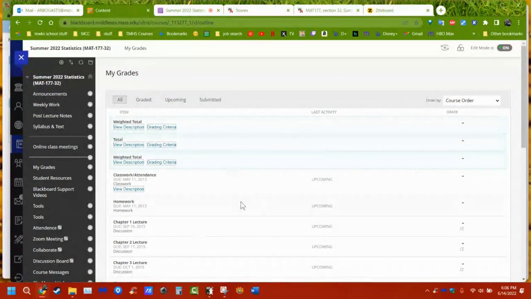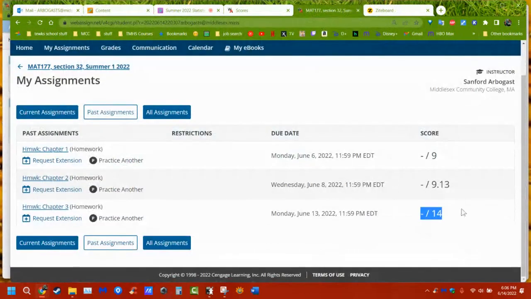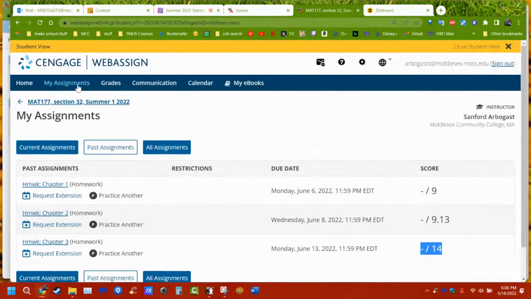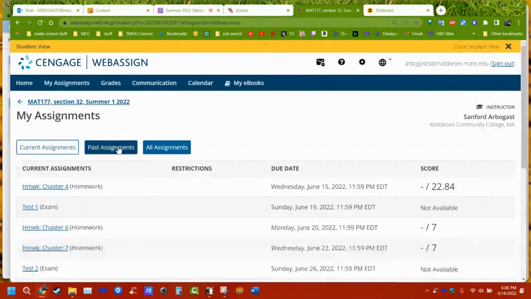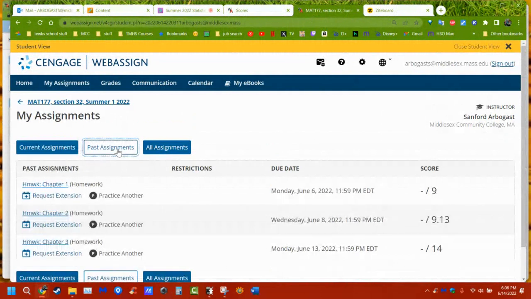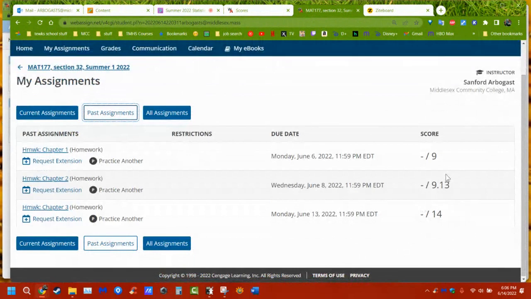But you can see your grades here, like the values of stuff. For WebAssign, you can see the scores right here. If you go to your assignments and look at past assignments, it'll show you the grade out of how many points there are, and you can add that up and divide, and you can find out what you should have.